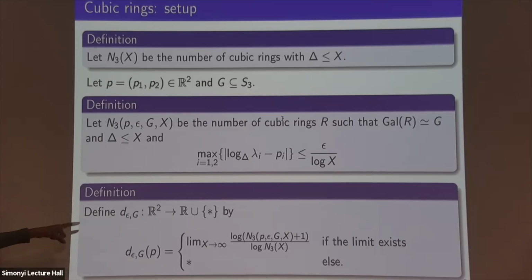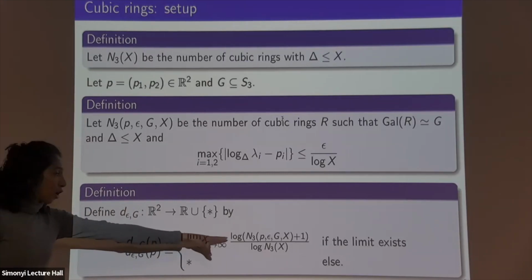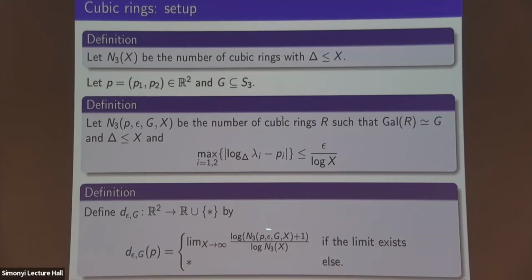Therefore, I define a function d epsilon of G from R2 to R union star, given by taking the limit of log N3 P epsilon G of X over log N3 of X. If you plug this in, you'll see that this top term is about alpha log X and this bottom term is about log X, so they'll cancel. The reason the +1 is here is just to ensure that you're not taking a log of 0. Because it's not a priori clear that this limit exists, I define d epsilon G of P to be star if that limit doesn't exist. In practice, the limit will always exist, but when we define this density function, we don't know that a priori. This is a product of the definition.